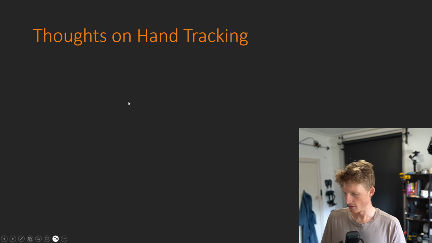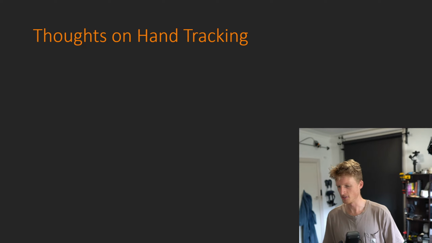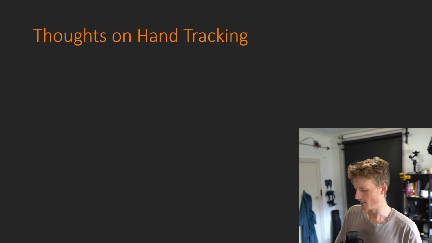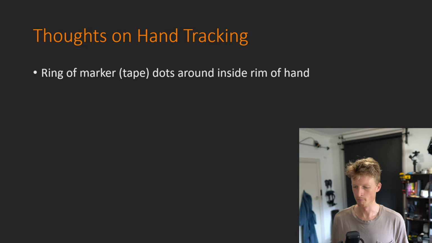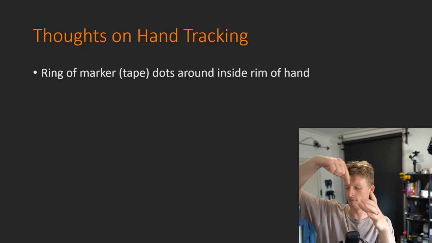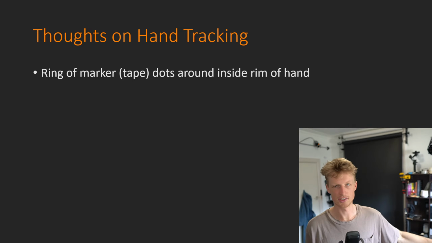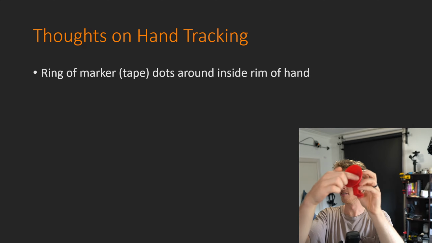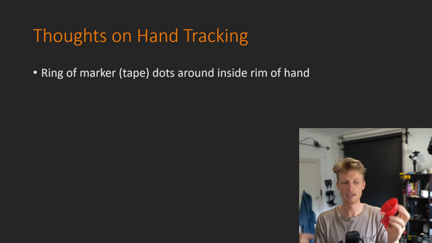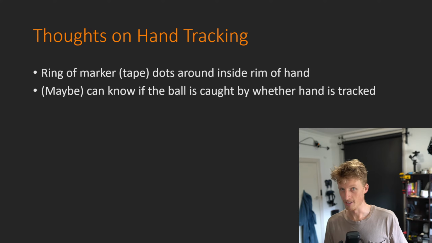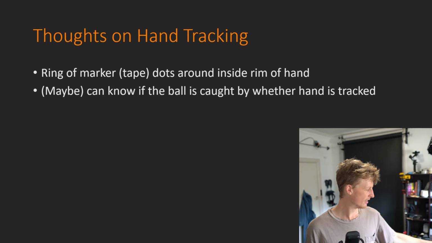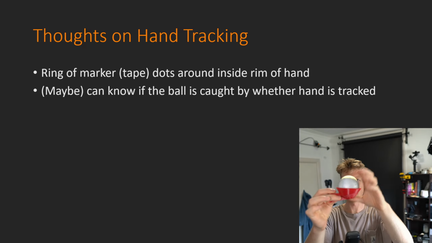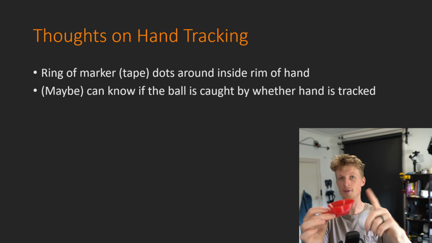Okay. I also, this week, have some thoughts on the hand tracking. So I'm thinking that we can put a ring of dots. The same tape that I'm using to cover this, I'll just cut little dots out of it, and I can put a little ring of those around the inside of the hand in here. And that way, maybe we can have some level of confidence as to whether or not the ball has been caught by whether or not we can see the hand.